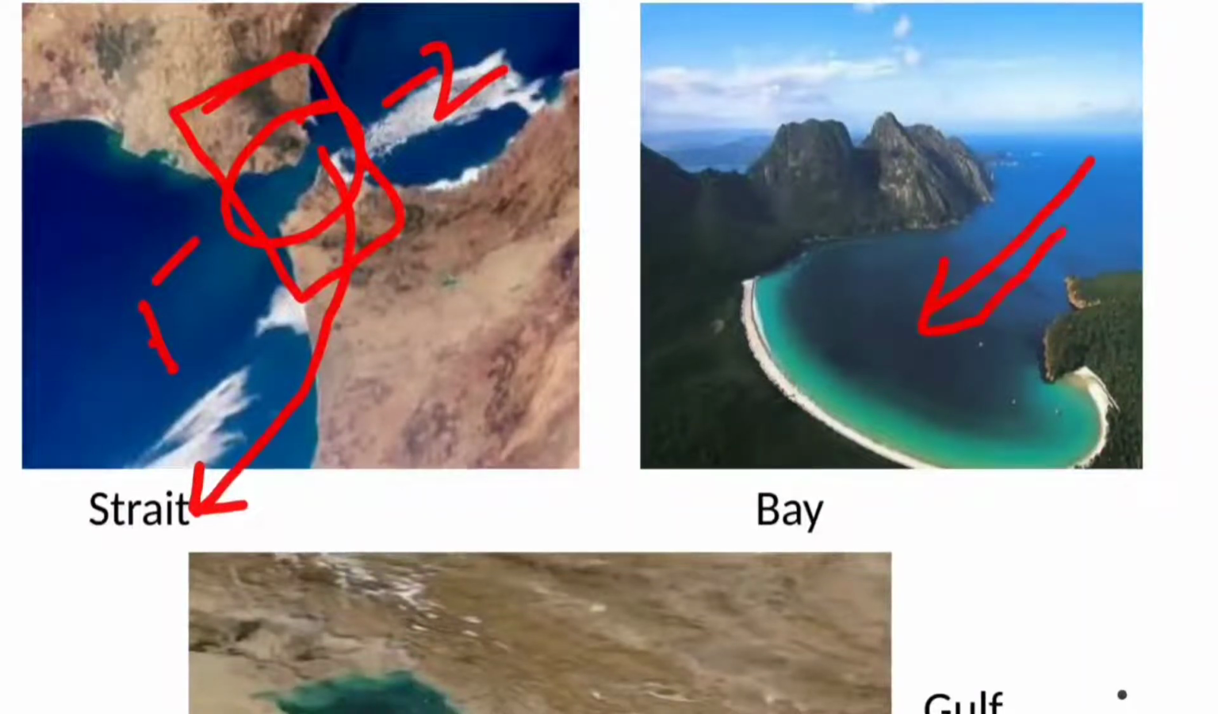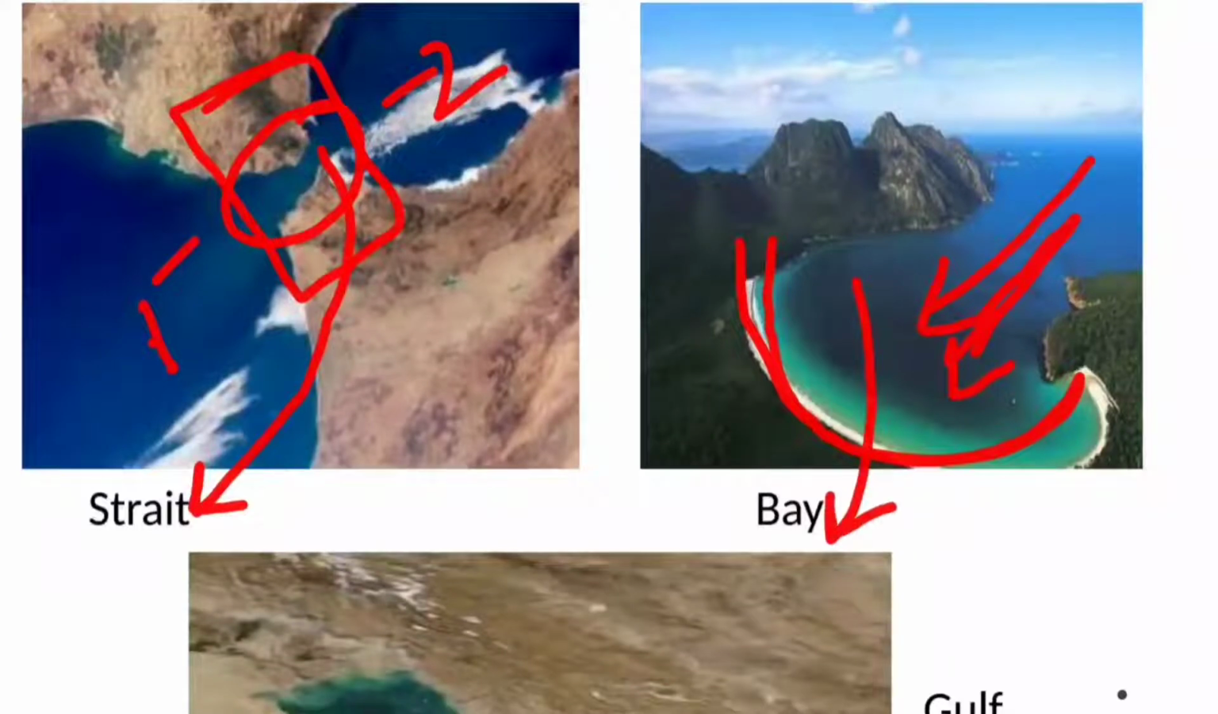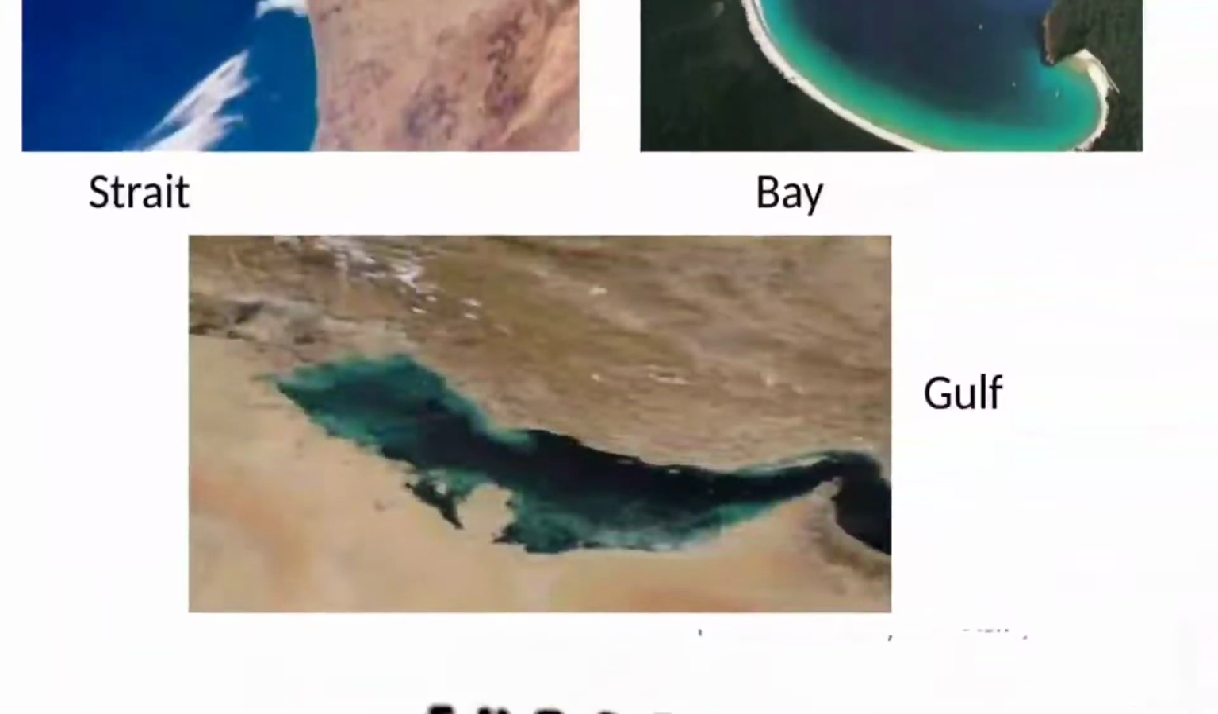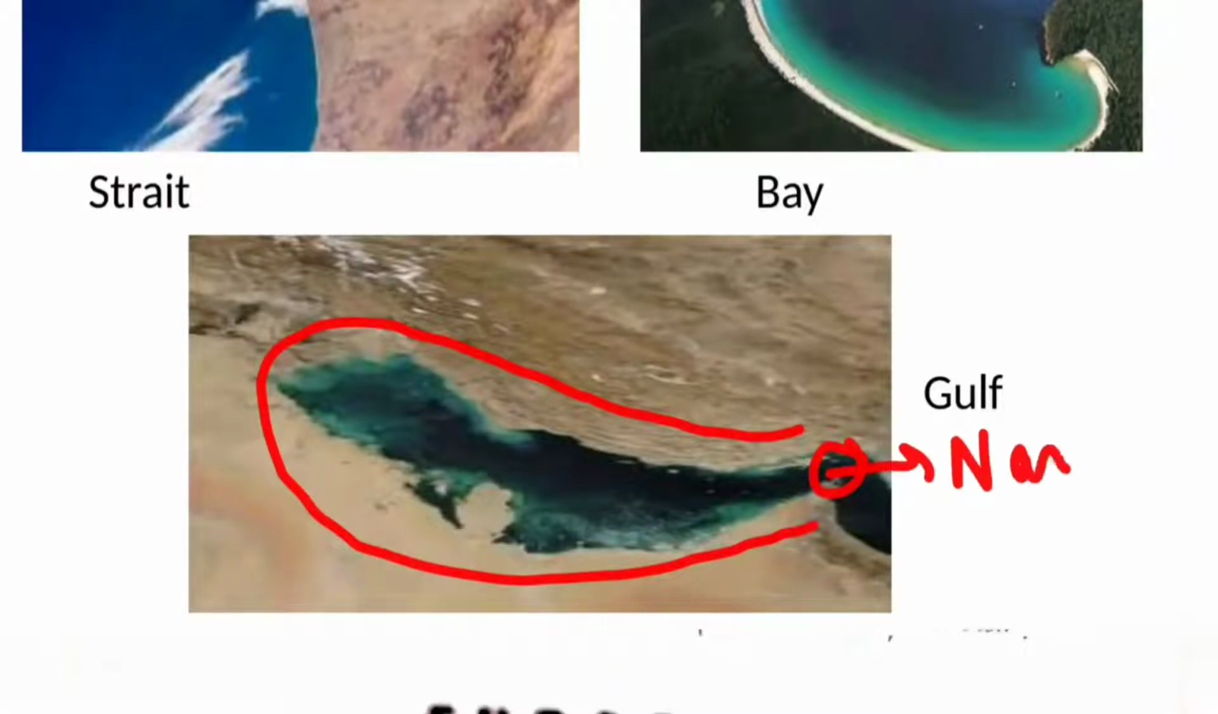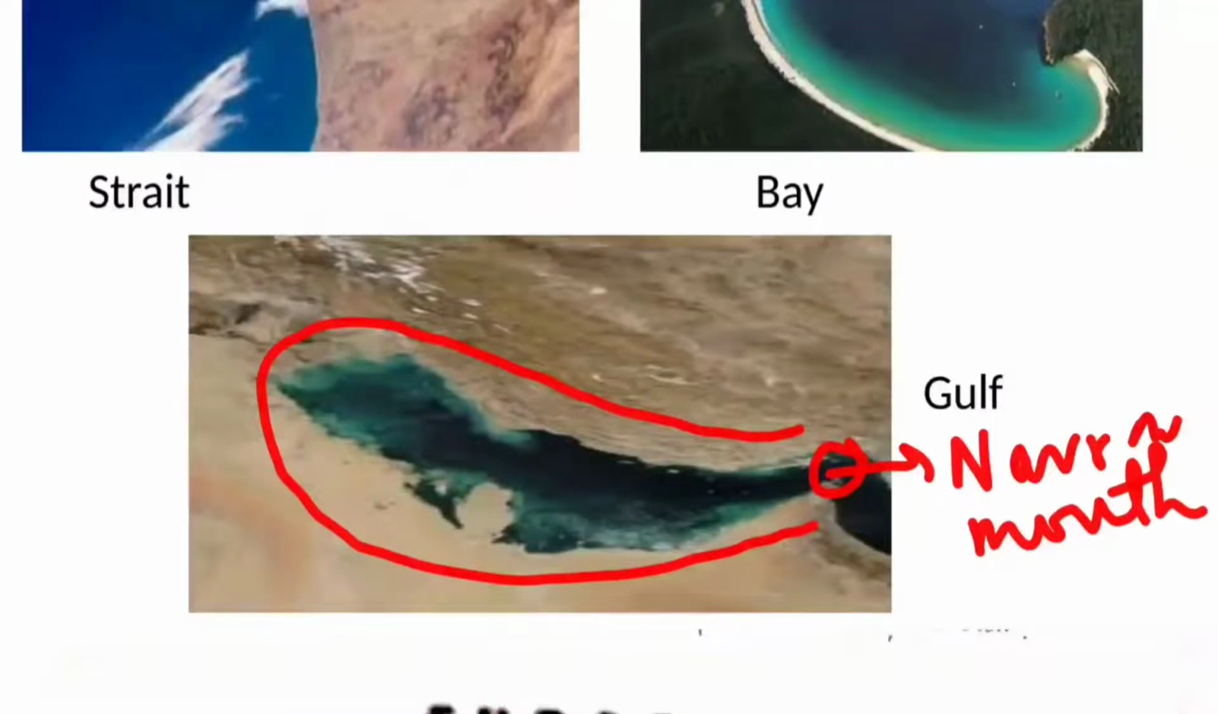Now this is a broad inlet of water, and this is the curve of the land. So this is representing a bay. Now coming downwards, in this diagram, this is the Persian Gulf, where you can see this water body is covered by land from all sides, but it has a very narrow mouth. This narrow mouth with land on all sides is representing the Gulf. I hope these three terms are clear to you.